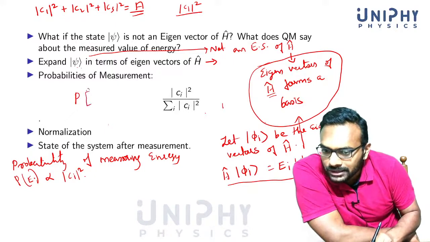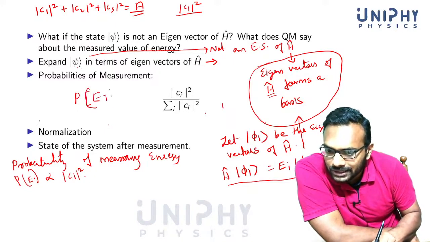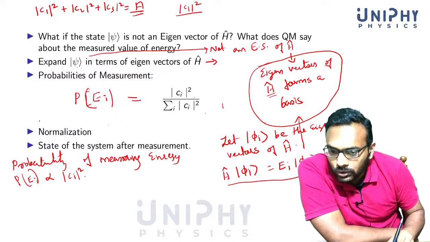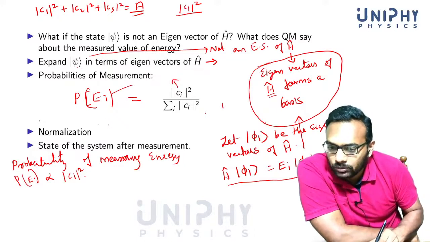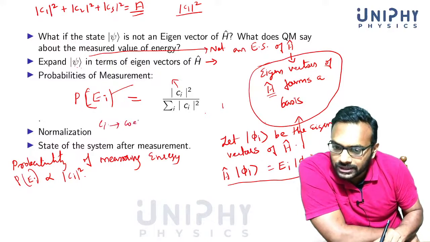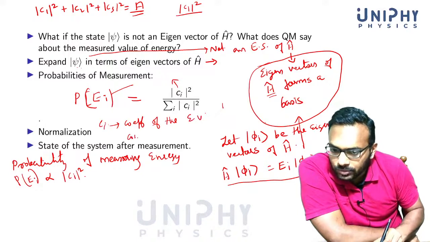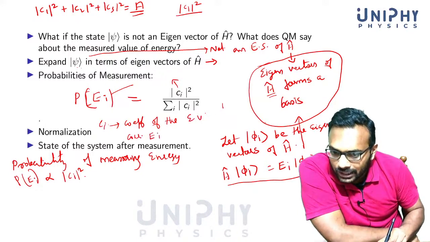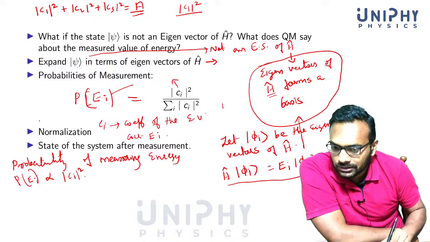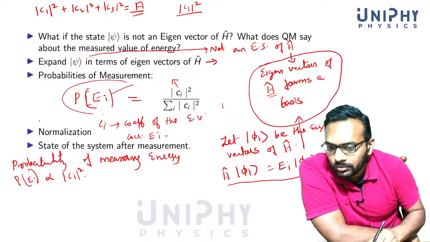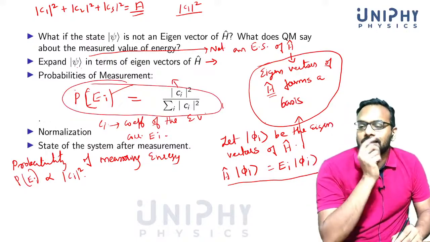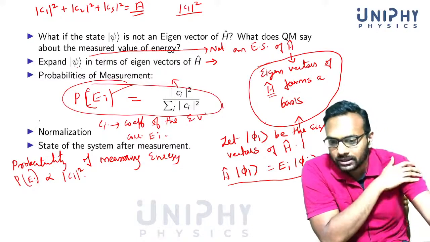The probability of measuring Ei is equal to modulus of Ci square. What is this Ci? It's the coefficient of the eigenvector corresponding to the energy eigenvalue Ei, in this expansion. So quantum mechanics says this is the probability. I hope that's clear. This is one important thing that you have to keep in mind.